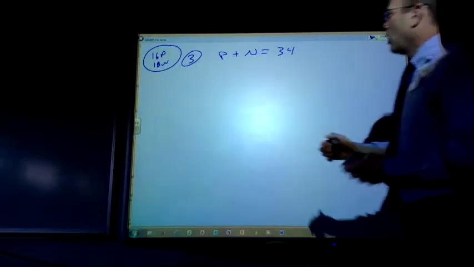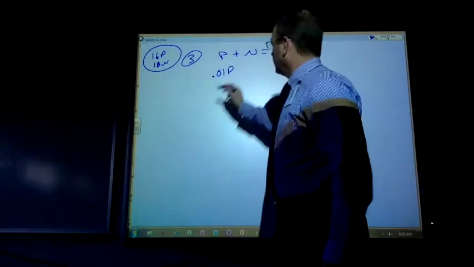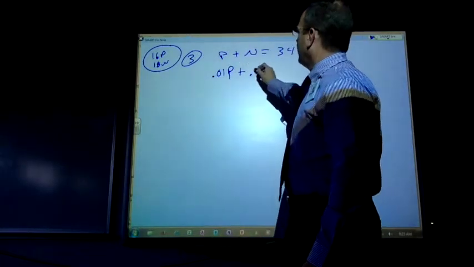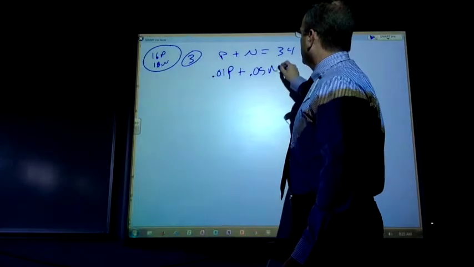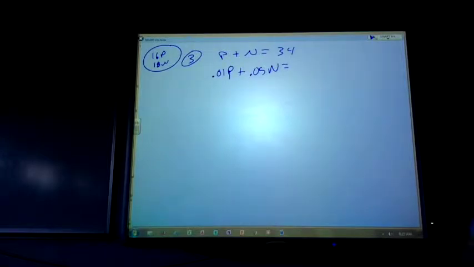How much is a penny worth as far as a dollar would go? 1 cent. So a penny is 0.01. And a nickel is? 0.05. And how much money do I have total? $1.06.